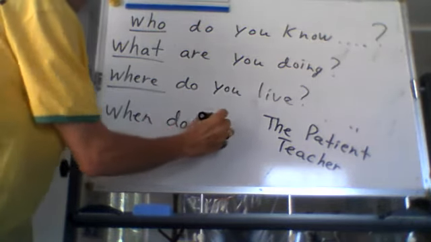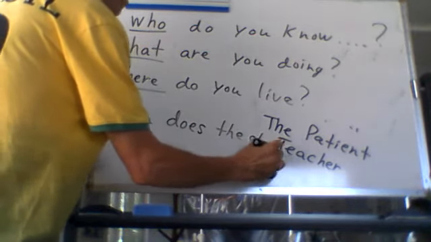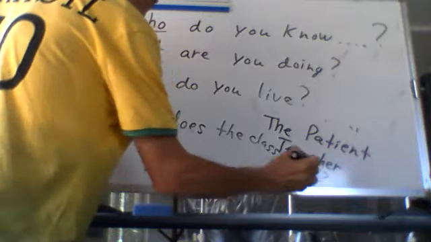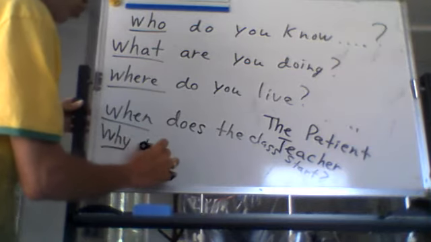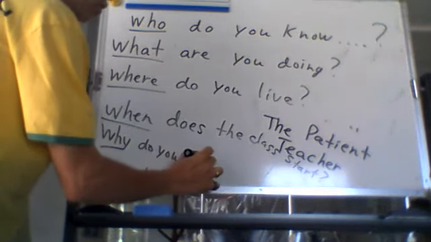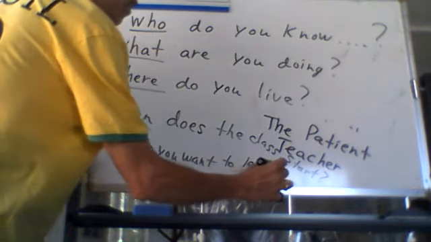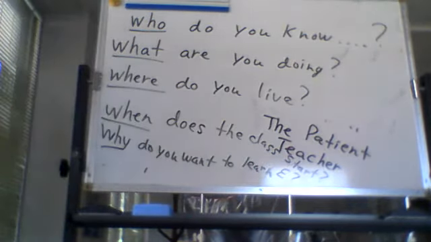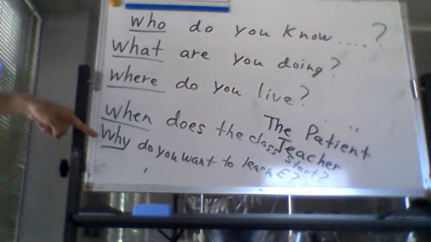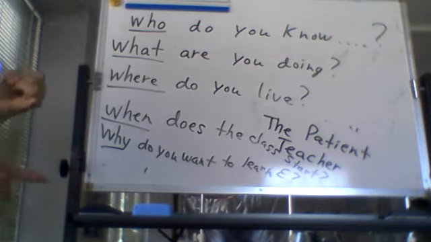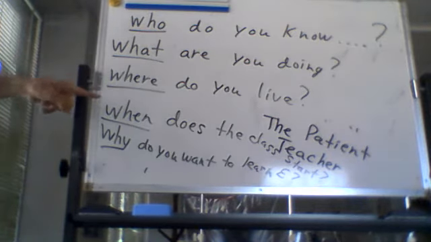When does the class start? And why do you want to learn English? Okay? So those are some different examples of questions. We use who, what, where, when, why. The 5 W's. Or how, or do. We put these 5 W's in order because they're easier to remember. Who, what, where, when, why.